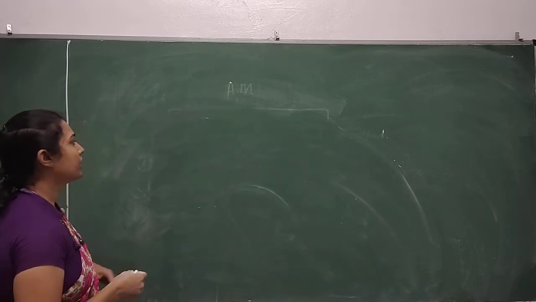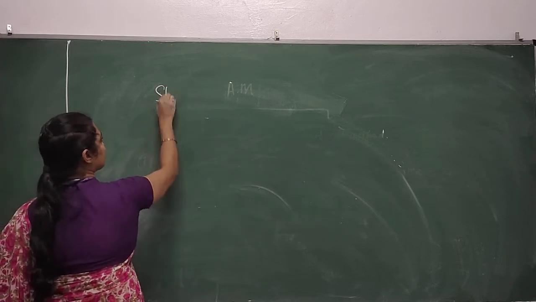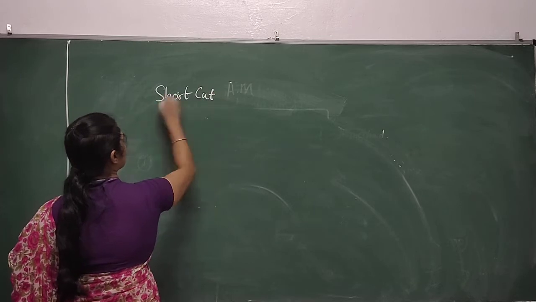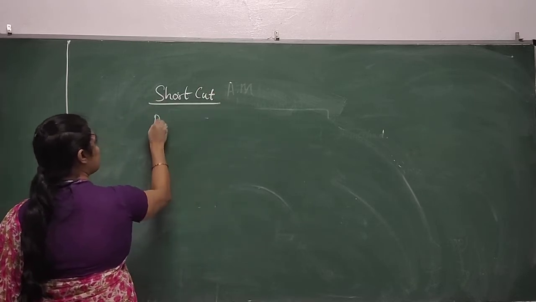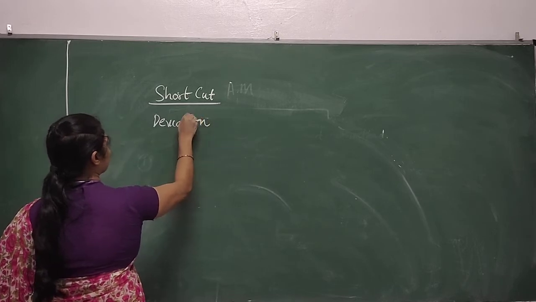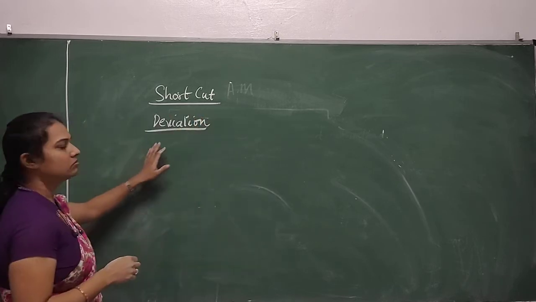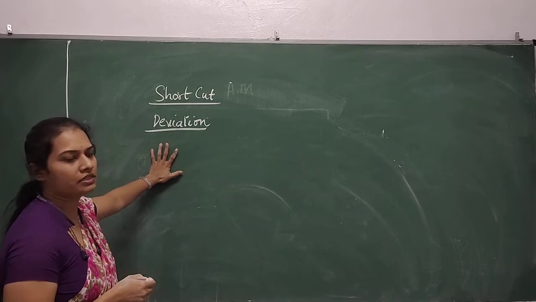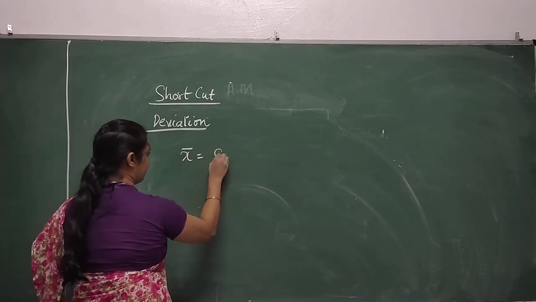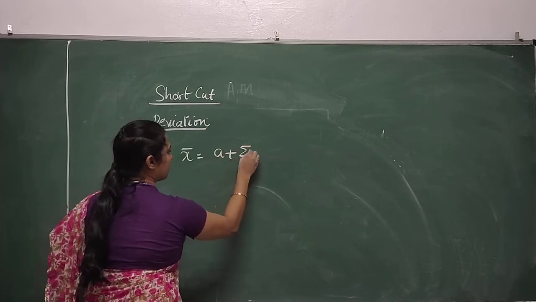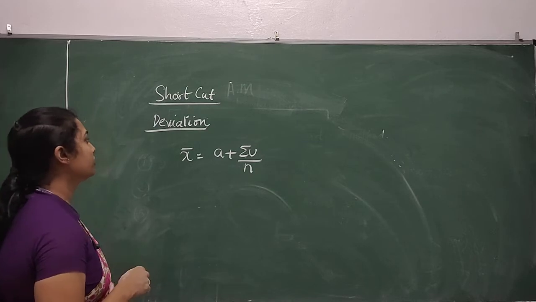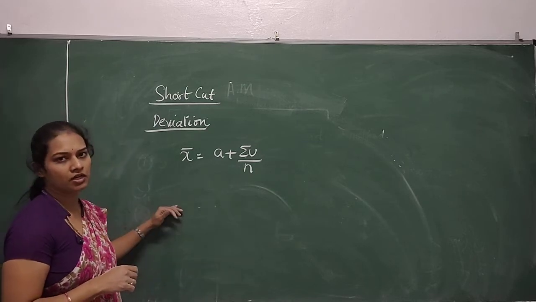So now it is the shortcut method. I am teaching you a shortcut method. Under the shortcut method, you have the deviation method. So the deviation method formula is x bar is equal to a plus sigma u divided by small letter n. In this case, I will just solve a problem.